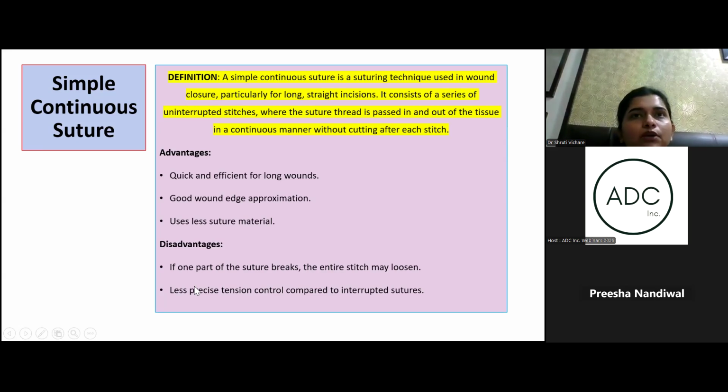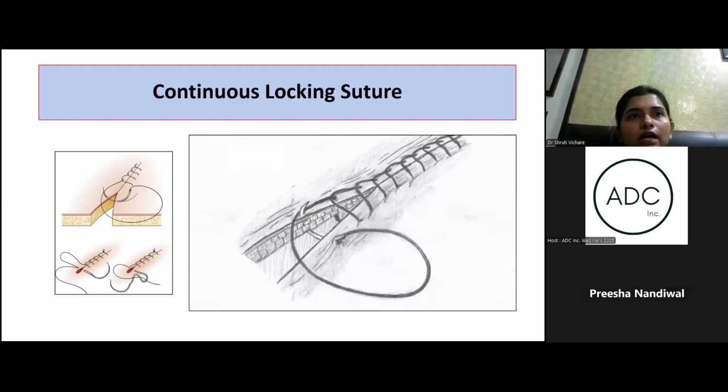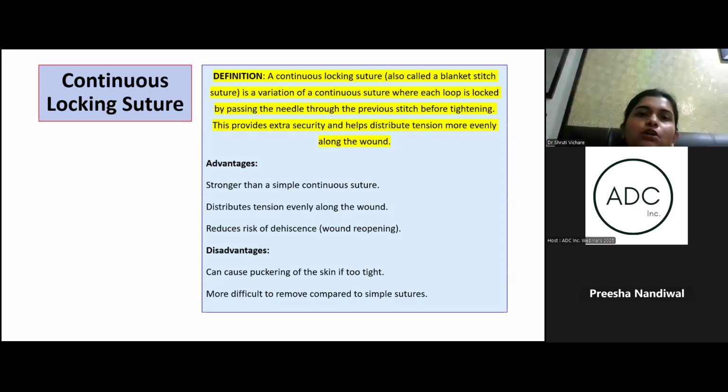But the disadvantage is if any one part of the suture breaks, the entire suture is going to come out and there will be opening of the incision, right? Less precise tension control. So always, you make the assistant hold it or you hold it on your own. Whenever you take bites of the tissue, you have to keep tensing that suture, because we don't want any part of it to become loose. Anywhere it gets loose, the entire suture is going to become loose, and the approximation of the wound or incision will go for a toss after that, correct?